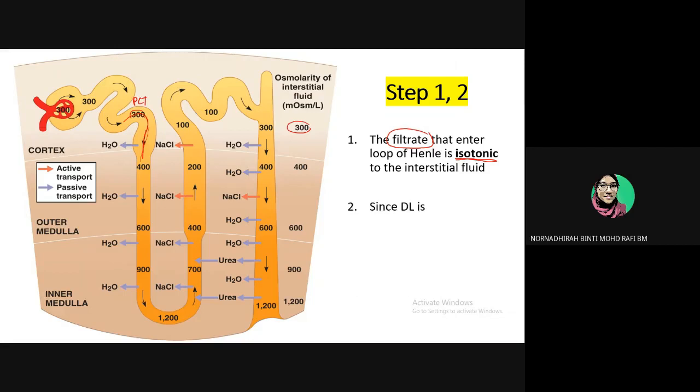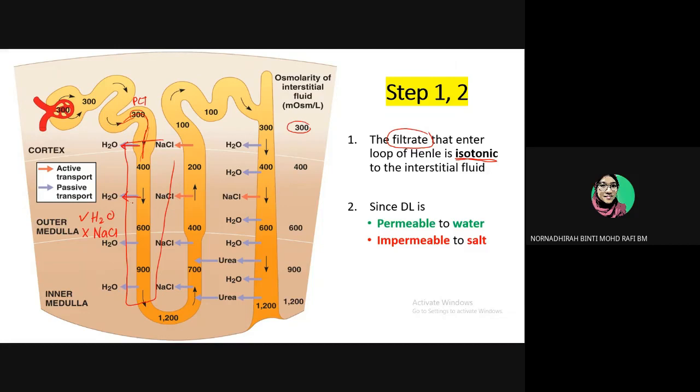Okay, then what will happen? Since descending limb is permeable to water and impermeable to salt or NaCl, so what will happen? Water will diffuse out by osmosis from descending limb into interstitial fluid of medulla. Okay, so yang kedua adalah, descending limb is, awak kena sebut, permeable to water and impermeable to NaCl. So what will happen? Water will diffuse out by osmosis from where to where? From descending limb into interstitial fluid of medulla.